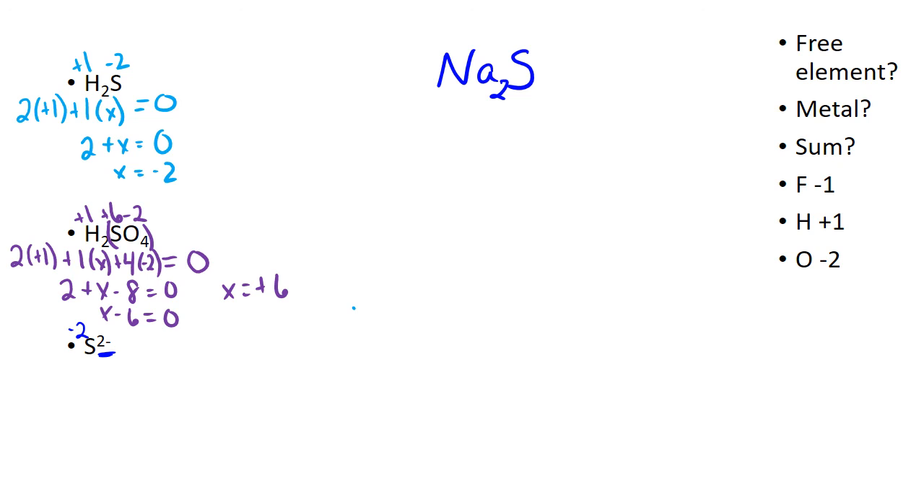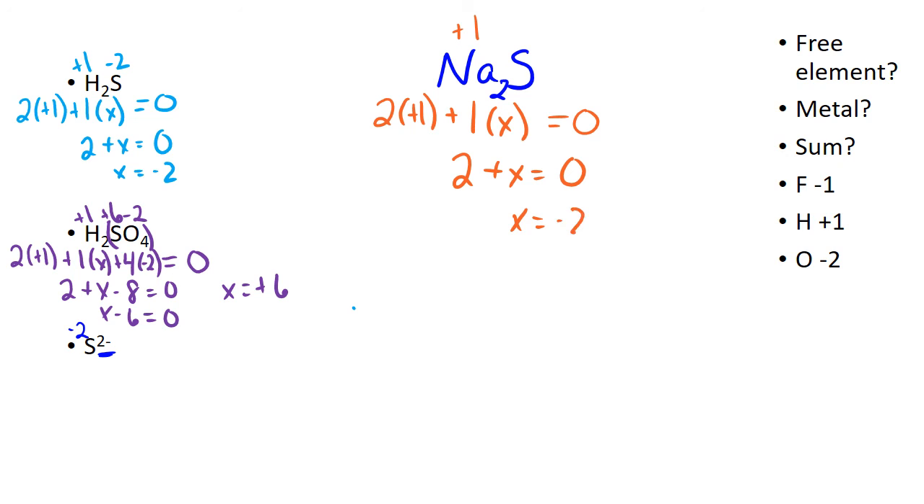So I'm going to look to see what charge it normally has. Sodium is normally a +1. The sum is going to equal 0. And I'm going to solve for sulfur. I have 2 sodiums. They're +1. I have 1 sulfur. It's X. 2 plus X equals 0. X equals a -2. Well, there's your quick review.